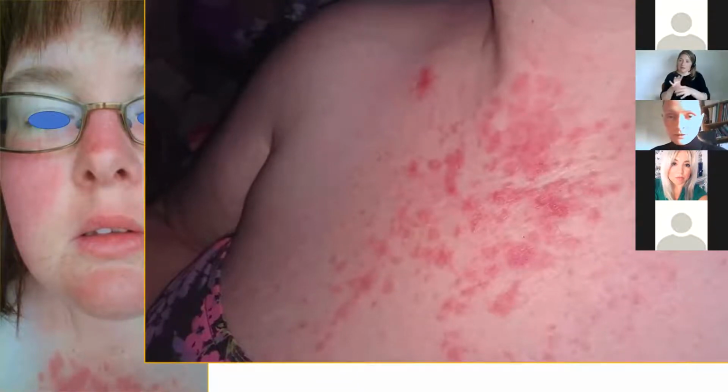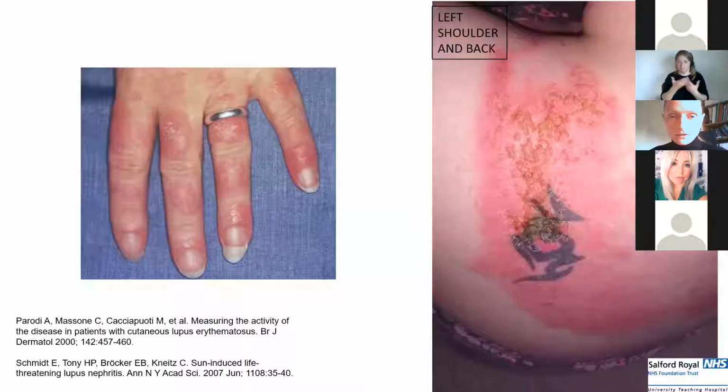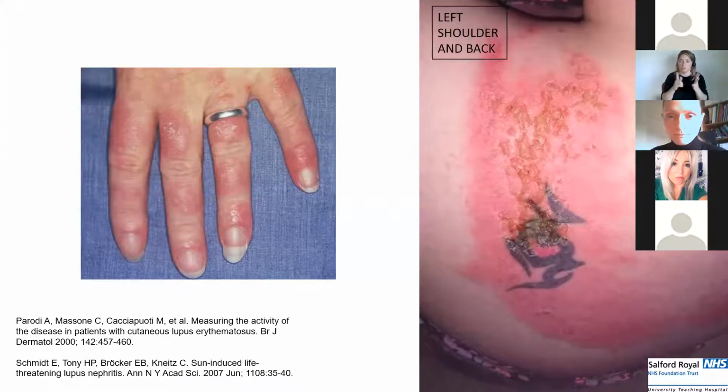It's not difficult to appreciate the intense inflammation present in this patient. You can see the photodistributed eruption on the dorsal left hand and a vesiculobullous eruption on the left posterior shoulder following sunlight exposure, later confirmed on phototesting to be induced by UVA radiation.